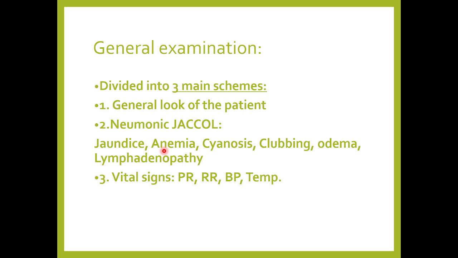The general examination is divided into three main parts so that you will not forget any of them. First, the general look of the patient. You describe the patient, whether she is sitting or lying. Then the mnemonic JACCOL, so that you will remember the main important things in general examination: jaundice, anemia, cyanosis and clubbing, edema, and lymphadenopathy. This mnemonic is only for memorization, and definitely it will not cover all the things required in general examination.